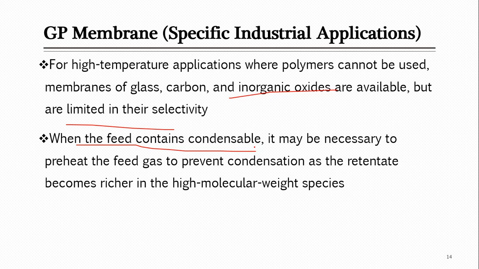So when those heavier hydrocarbons are part of some gas stream, it is necessary to preheat the feed gas. Why? Because when the lighter components pass through the membrane, only the heavier ones are left on this side, and due to the reduction in partial pressures, they can get condensed. So it is preheated to prevent condensation on the retentate side when it becomes richer in only heavier or high molecular weight species.